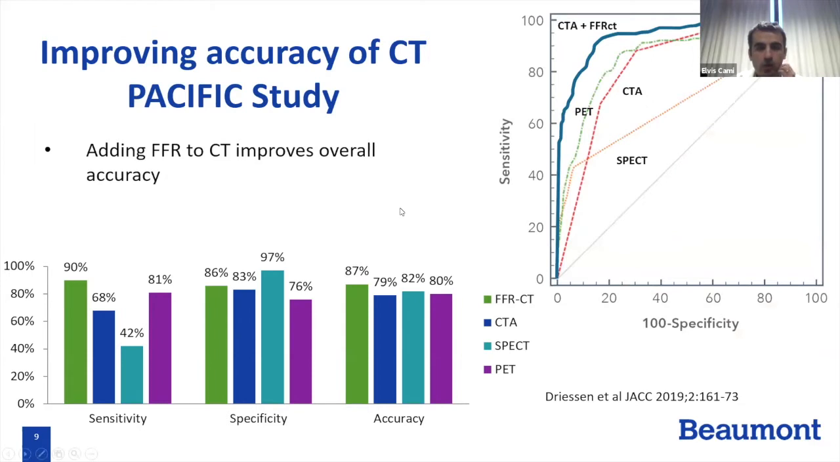But these patients also underwent FFRct, and then they compared what's the best accuracy. So they used, here's the SPECT line, here's the CTA in red, here's the PET in green, and this is the combination of CTA and FFRct. So that really showed the best accuracy.